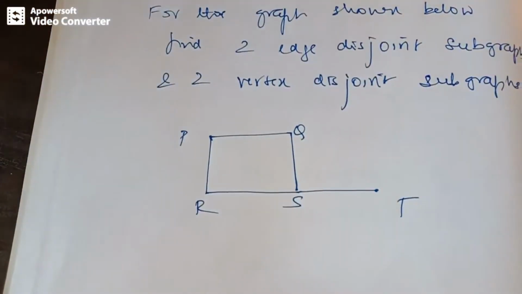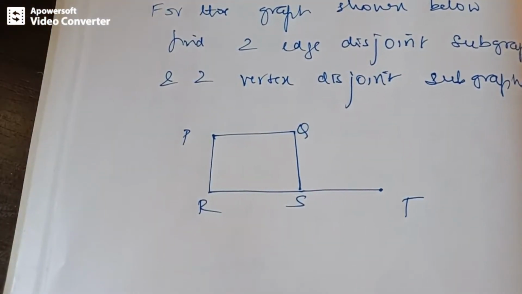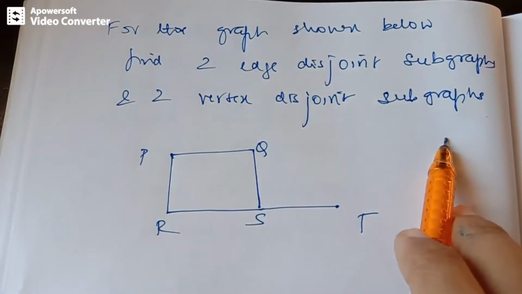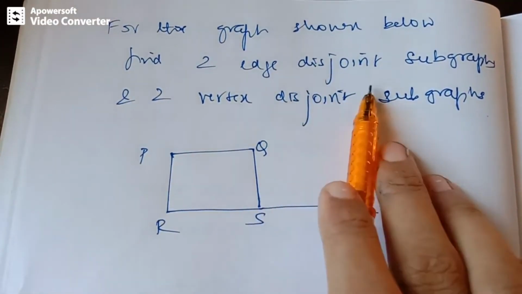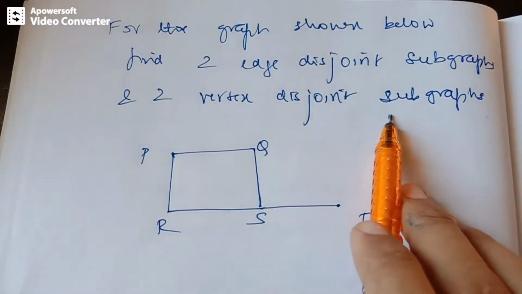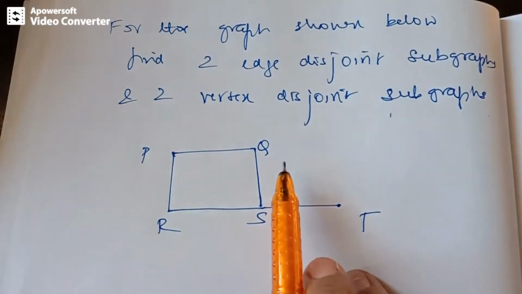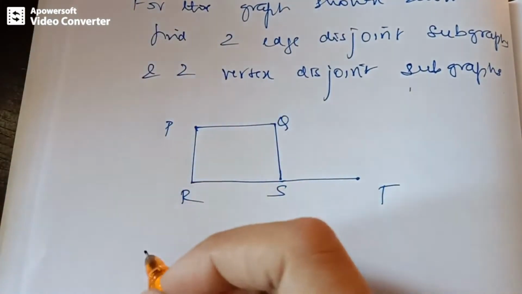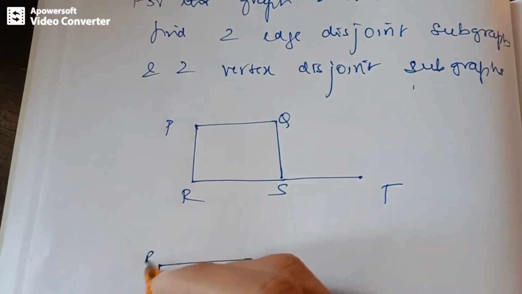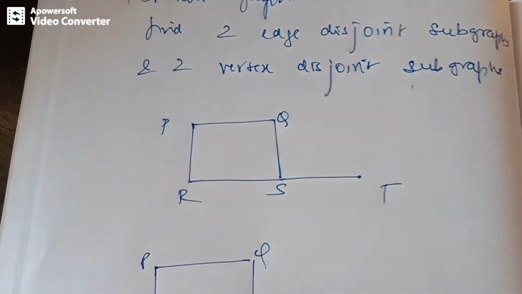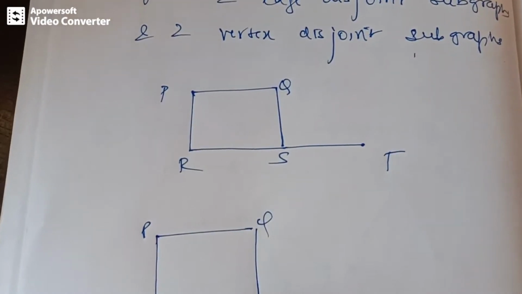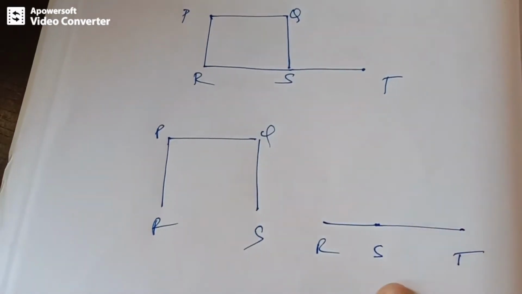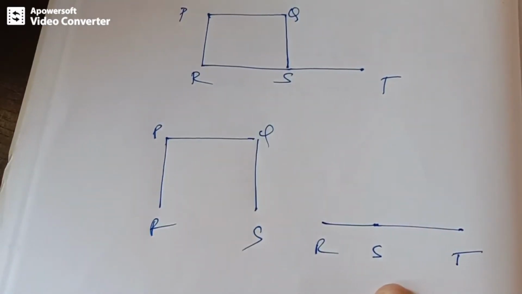So, here they are given a graph. We have to find out two edge disjoint subgraphs and two vertex disjoint subgraphs. In the previous discussion, I have told you about edge disjoint subgraphs and vertex disjoint subgraphs. So, we can divide this graph into two edge disjoint subgraphs as, we can have this graph and RST is another graph.